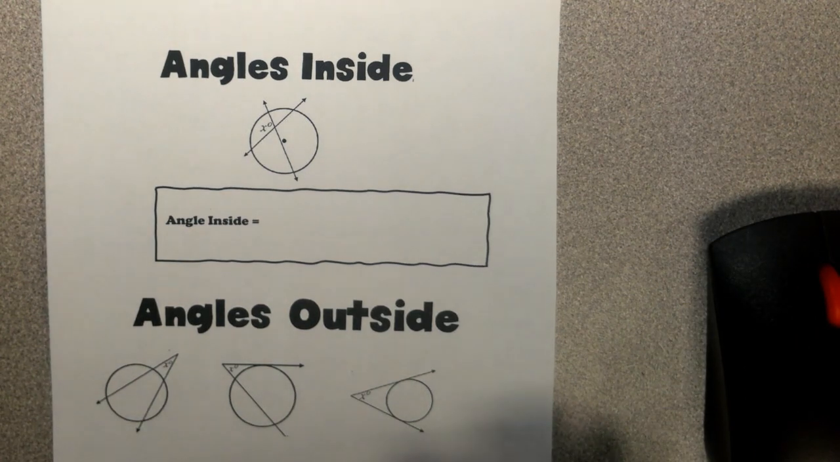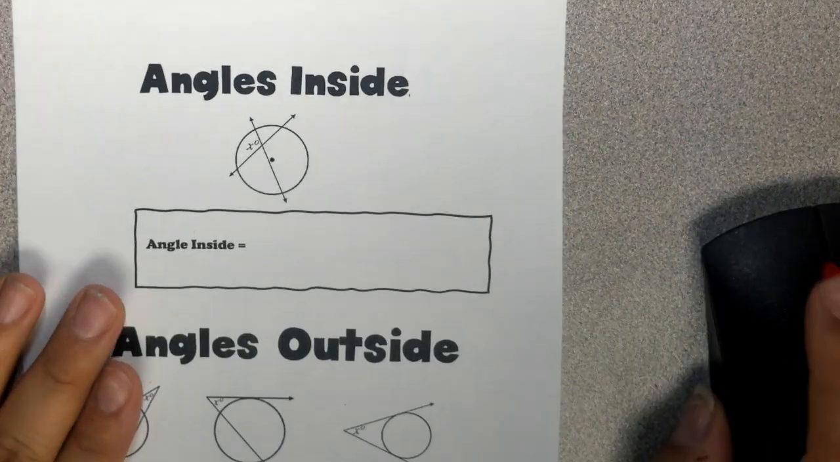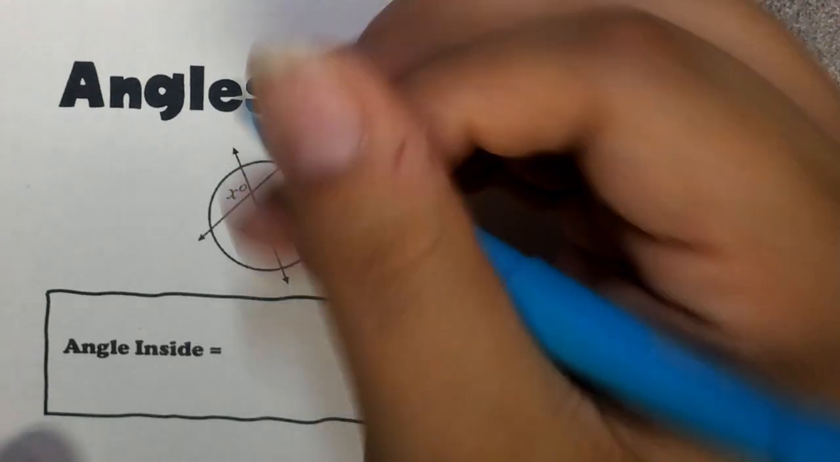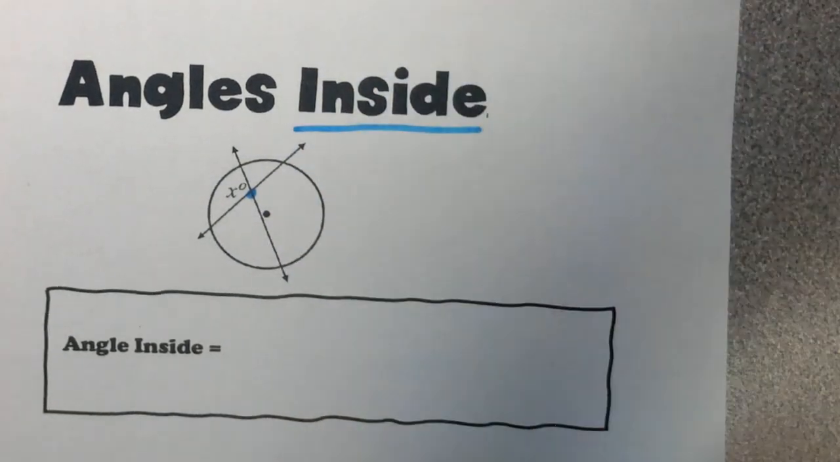Okay, so yesterday we looked at where chords and secants and tangents intersected each other, and we found the segment lengths, right? Today we're going to be finding angles instead of segment lengths. So, look up please. Do you agree I have two secants right here intersecting? Yeah. Where is their intersection? Inside the circle. Do y'all agree? Yeah. So everybody underline the word inside.